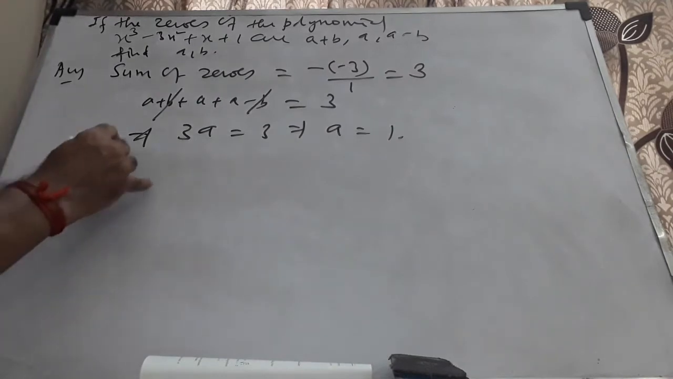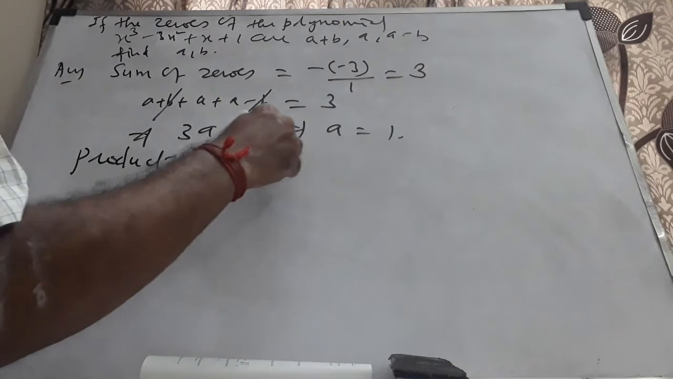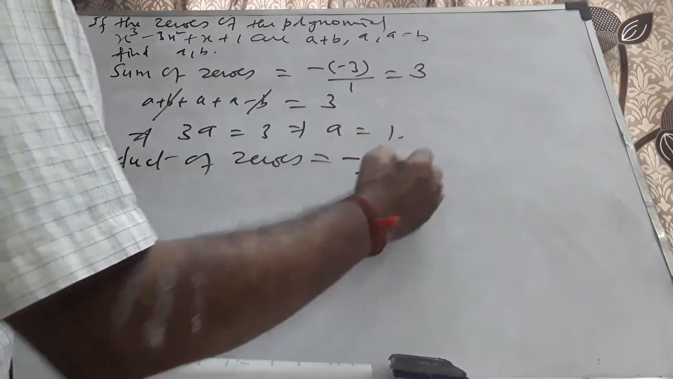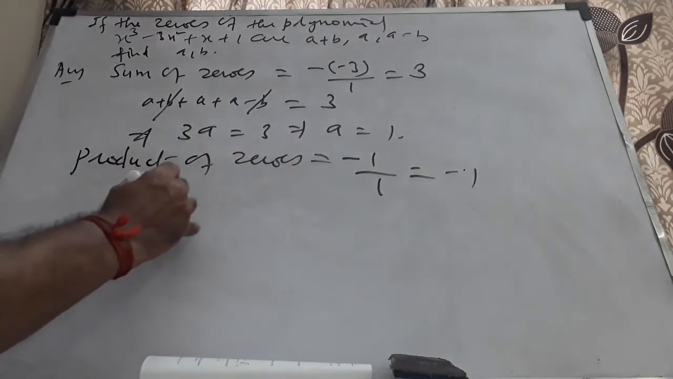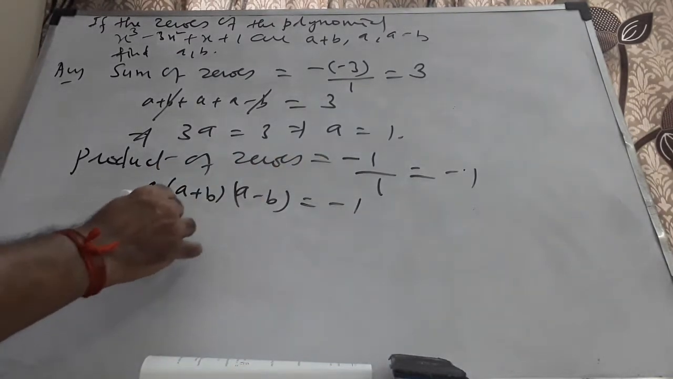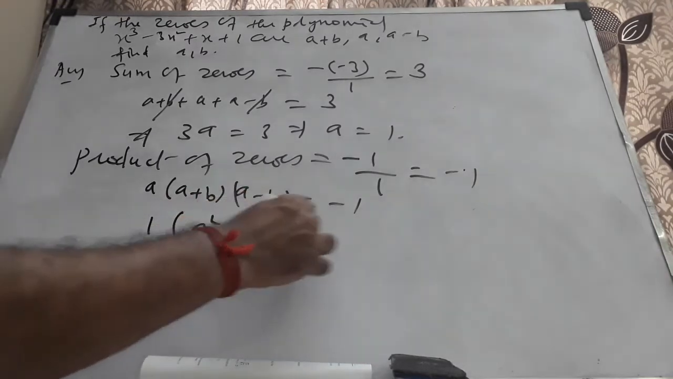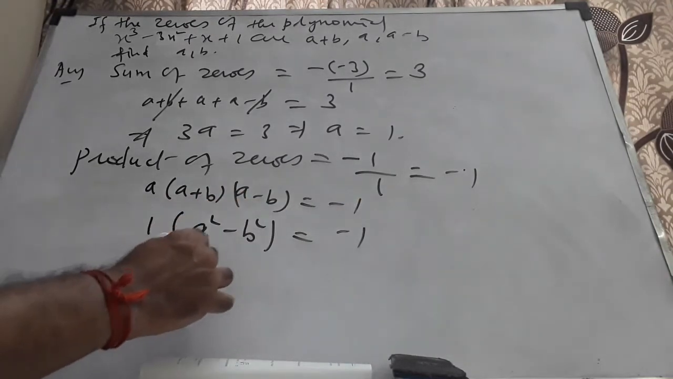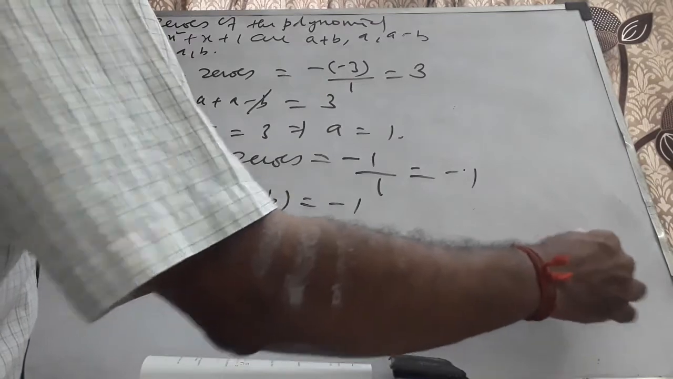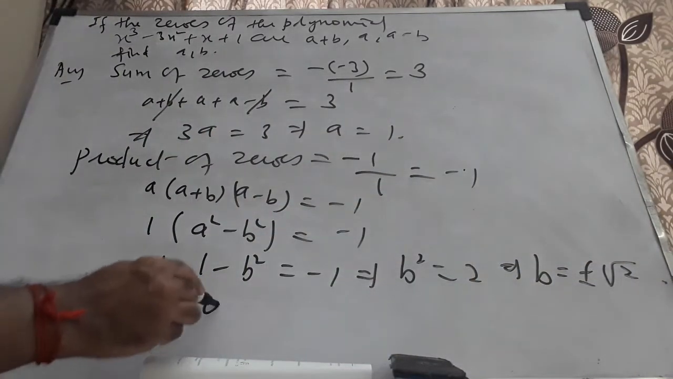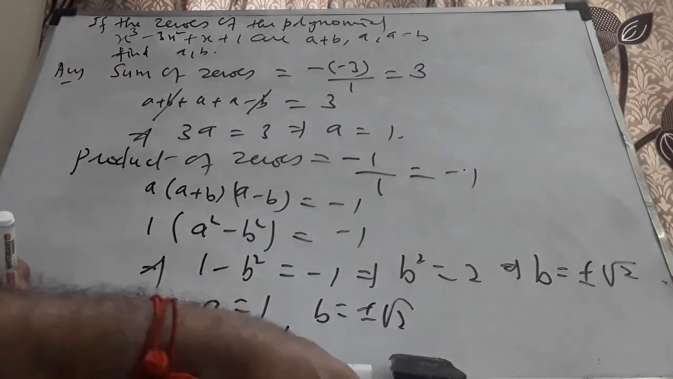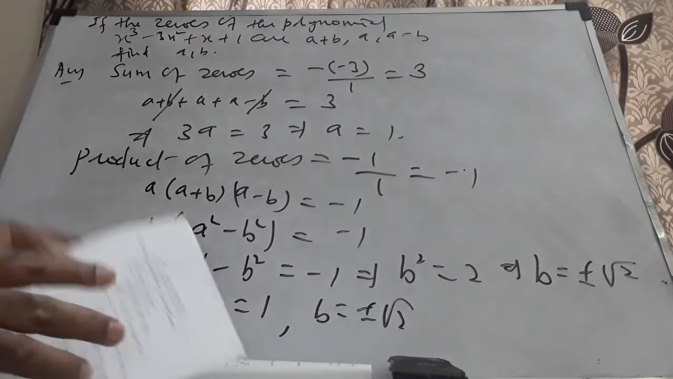Now, the product of zeros will be equal to, of course, minus 1 by 1. Therefore, a into a plus b into a minus b is equal to minus 1. Therefore, 1 into a square minus b square is equal to minus 1. Therefore, 1 minus b square is equal to minus 1. b square is equal to 2, implies b is equal to plus or minus root 2. Therefore, the value of a will be 1, and the value of b will be plus or minus root 2.